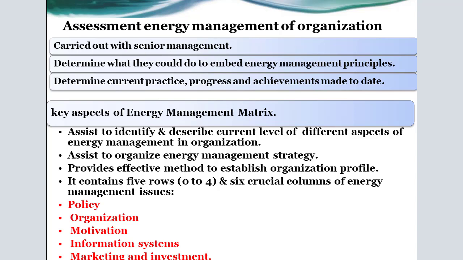We will explain in the next slide, starting from 0 to 4, and it also contains 6 columns for energy management issues. These issues include policy of energy, organization, motivation, information systems, marketing and investment. We will explain now.